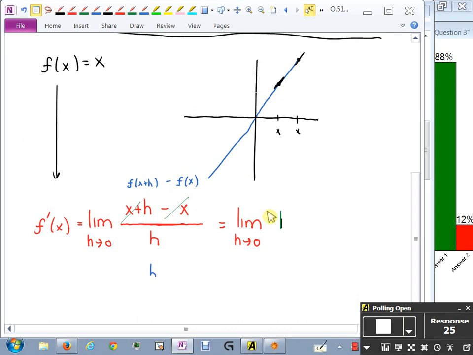And now, tell me, what happens to 1 when I let h go to 0? It stays 1. H isn't even involved, right? H is no longer here. So the answer would just be 1. And that verifies that the derivative of x is 1.